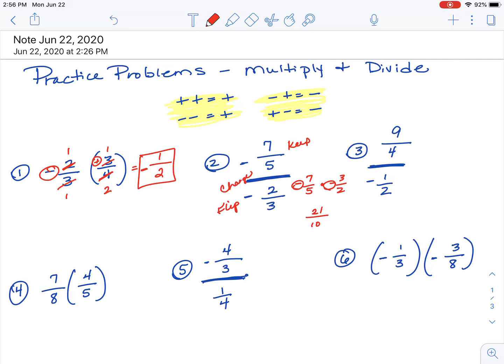And we've talked about, as you go into upper level mathematics, that it's okay to leave your answer improper as long as it is reduced, and this is reduced.